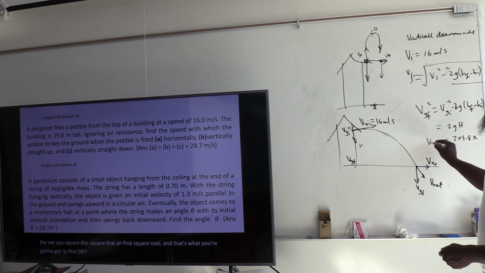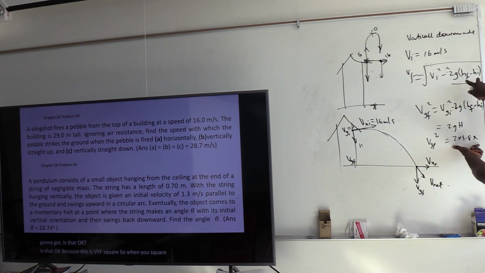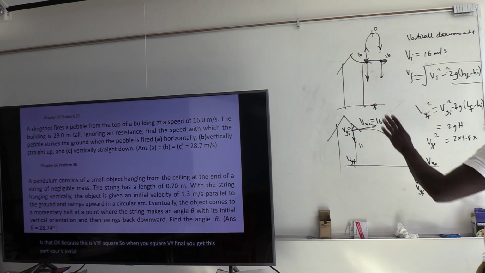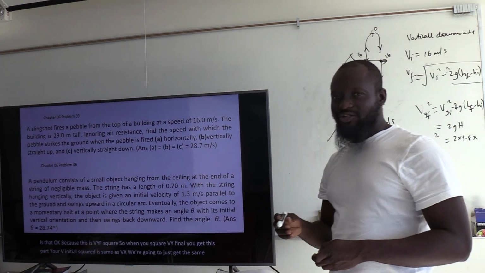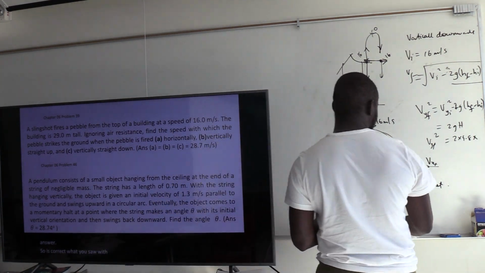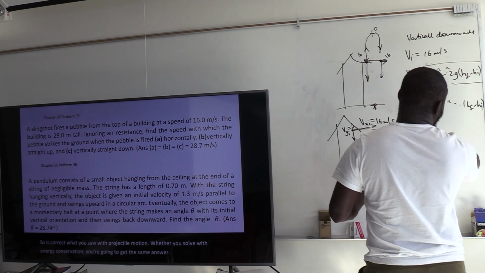Because this is Vy final squared. So when you square Vy final, you get this part. Your Vx initial squared is the same as Vx final squared. You're going to just get the same answer basically. So it's correct. Whether you solve with projectile motion or with energy conservation, you're going to get the same answer. Okay, let's go to the next problem.